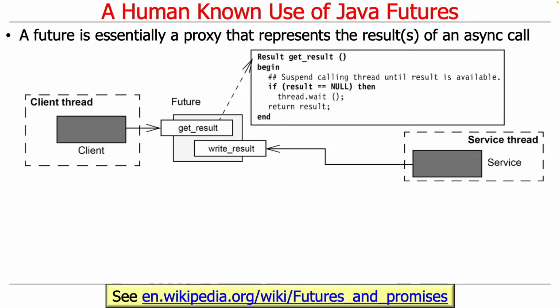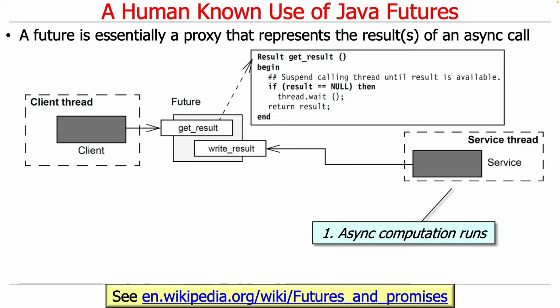A future, in general, not just in Java, is a proxy that represents the results of a call that's invoked and which runs asynchronously. If you've ever programmed with JavaScript, you might be familiar with the concept of asynchronous calls and futures. There are other languages that have futures, and other patterns that involve futures as well, such as the active object pattern.